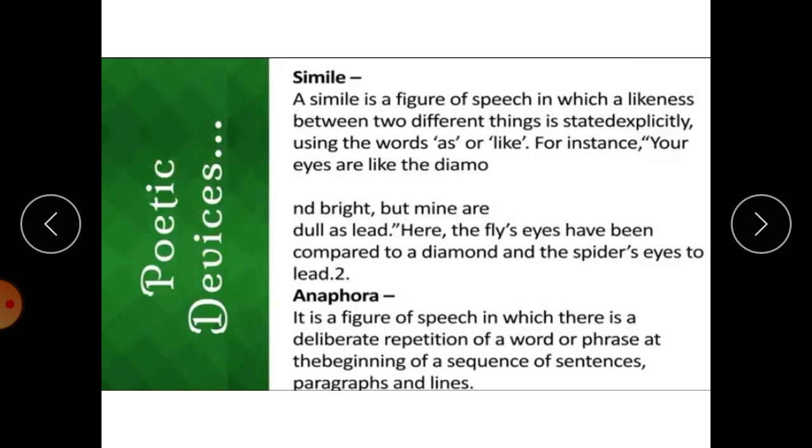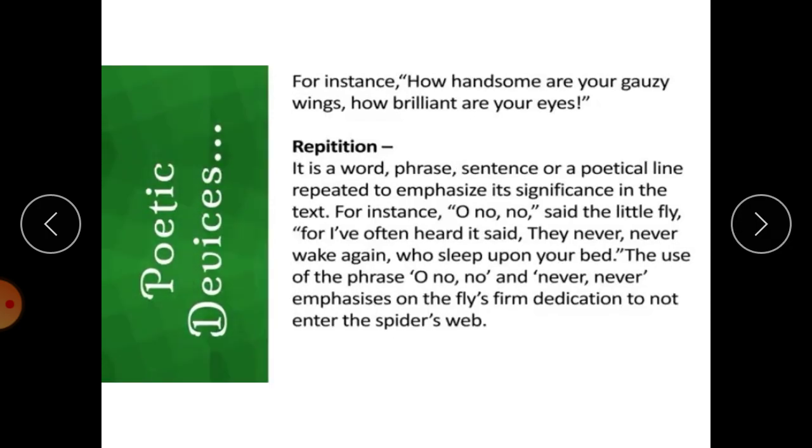Next, anaphora. It is a figure of speech in which there is a deliberate repetition of a word or phrase at the beginning of a sequence of sentences, paragraphs, and lines. For instance, "How handsome are your gauzy wings? How brilliant are your eyes?" So here the word "how" has been used at the beginning of both the lines. So this is anaphora.